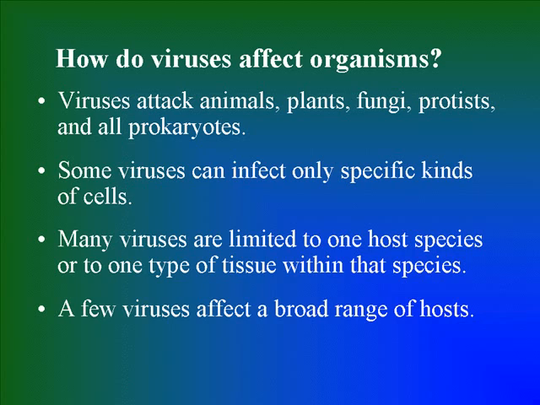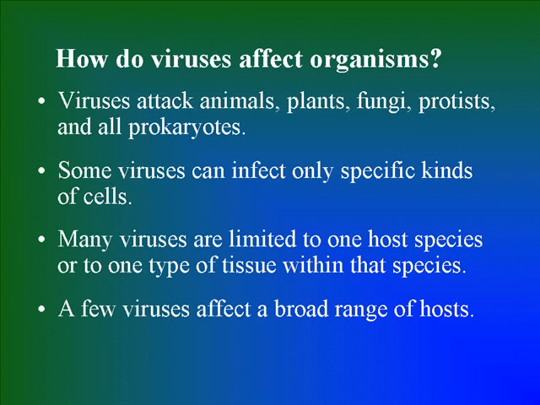So, as if we didn't know, how do viruses affect organisms besides maybe just making us sick? Okay, viruses attack everything. They attack animals, plants, fungi, protists, and all types of bacteria, both archaebacteria and eubacteria. Now, viruses often can only affect certain kinds of cells. So a lot of viruses that may affect dogs and cats and rodents may not affect us, but some can. It just depends on the virus.